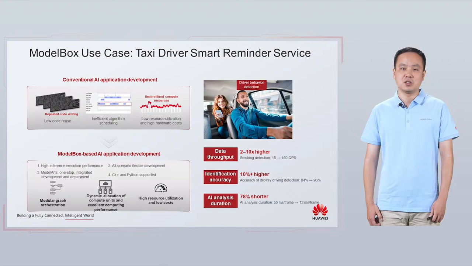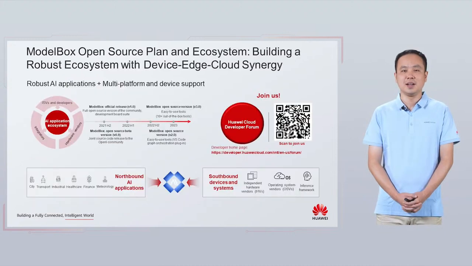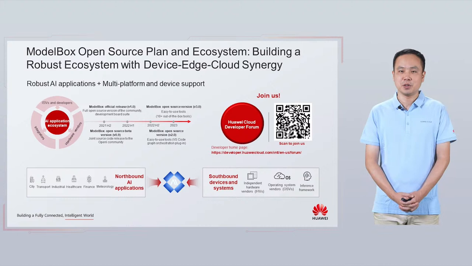The reconstruction result is marvelous. The data throughput was improved by 2 to 10 times. For example, the smoking detection throughput was improved from 15 QPS to 150 QPS. The service compatibility was greatly improved without scanning. No extra hardware costs were incurred. We also used more powerful algorithms, which improved the recognition accuracy by more than 10% and reduced the processing duration by 78%. At this conference, we have officially made Modbox open source.